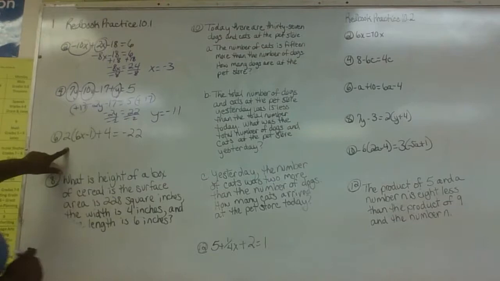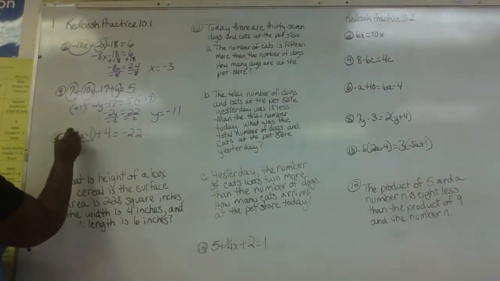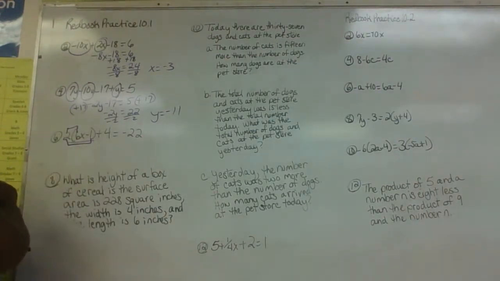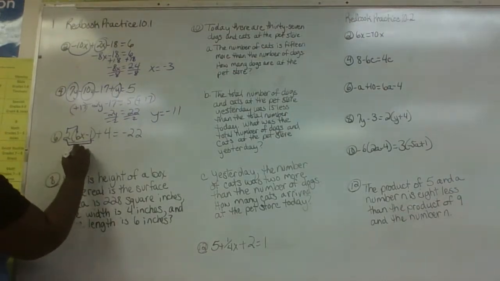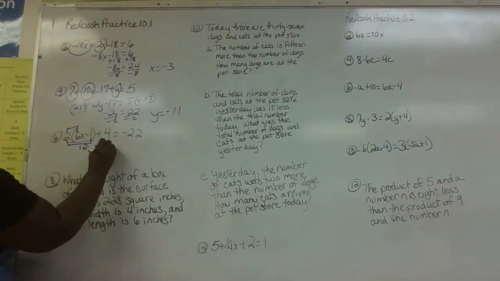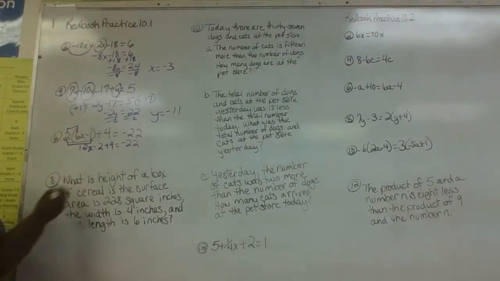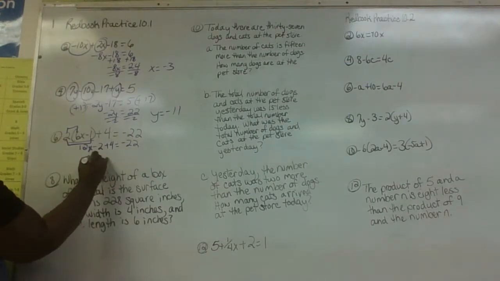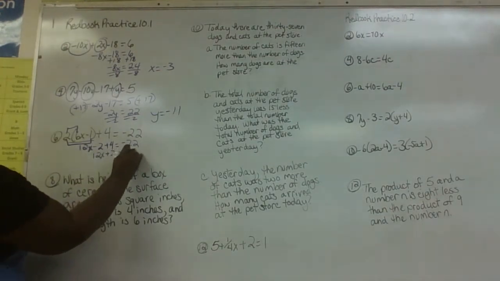Number 6, here we have the distributive property. So therefore, 2 is getting multiplied with 6x and 2 combined with negative 1. So here, 2 times 6x is going to give us 12x. 2 times negative 1 is going to give us negative 2, plus 4 equals negative 22. Now we're going to combine like terms. Here we have a negative 2 and a positive 4, so we have 12x plus 2 equals negative 22.